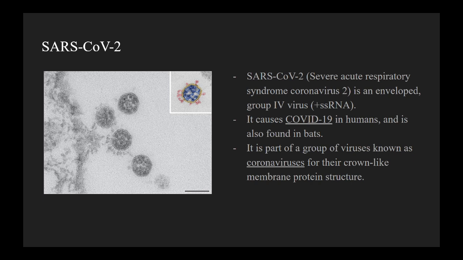Okay, next, SARS-CoV-2. You all know this one, right? It's the one that causes COVID-19. It is enveloped, so it has a membrane as well. This time it's a group 4 virus, so positive single-strand RNA. It's also found in bats, and it's part of a group of viruses known as the coronaviruses, due to the classic spike protein structure around their envelope.